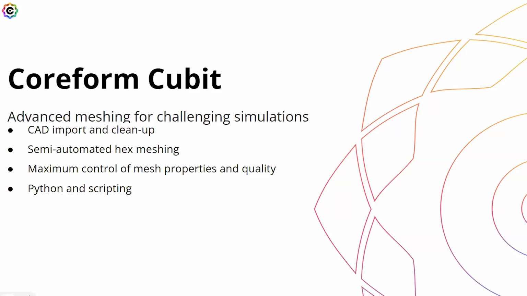And Cubit is based on giving the maximum amount of power and control to the user. That includes things that allow you to get high quality meshes or meshes with exactly the properties you wish, as well as Python and scriptability for automation.